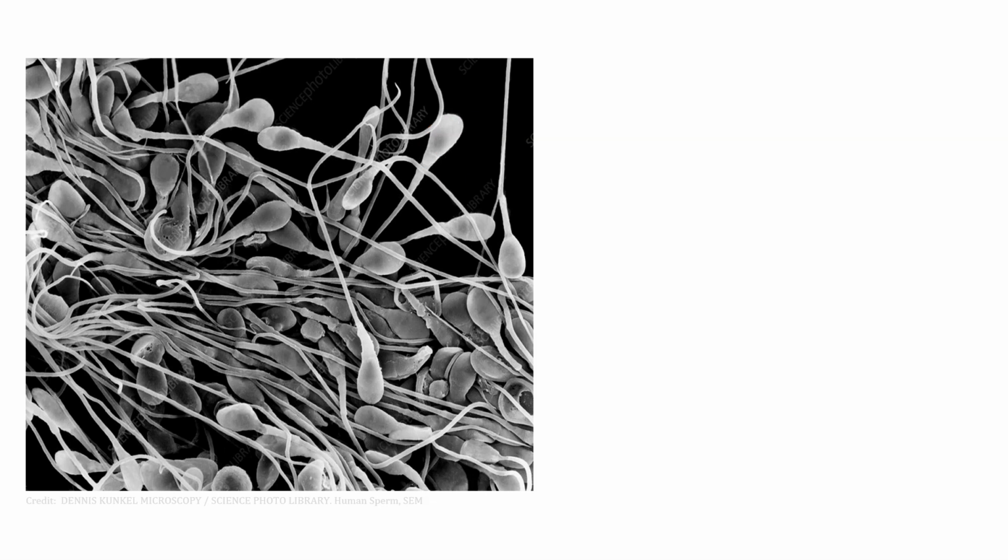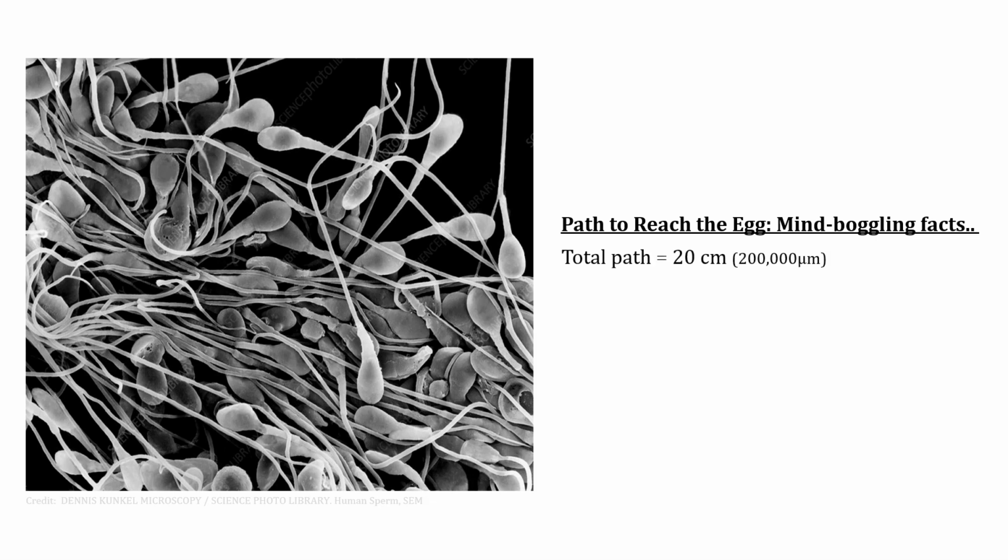So just to give you a reference point here, the total path of a sperm to an egg, if we consider the whole length of the uterus and the fallopian tube, is about 20 centimeters. That's 200,000 micrometers. A sperm cell is 50 micrometers long. So if you do the math, 200,000 divided by 50, that means the path that a sperm has to travel to fertilize an egg is 4,000 times greater than the length of the sperm.